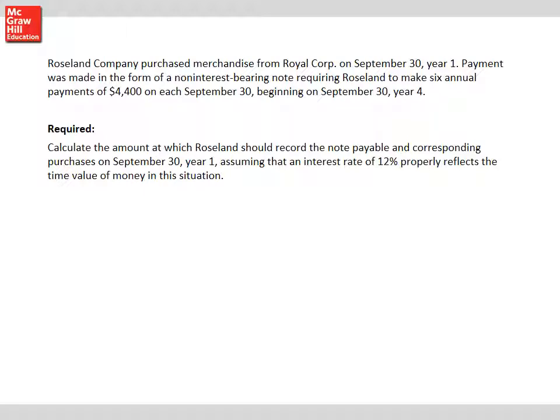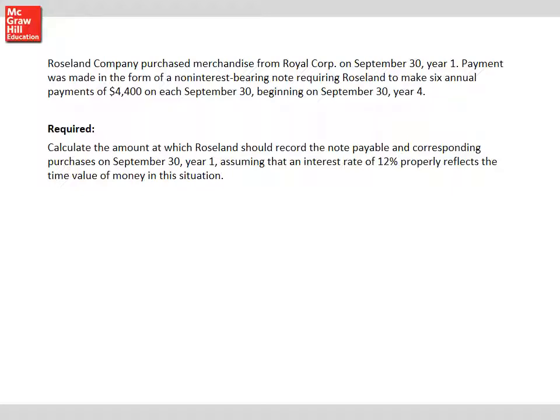So, again, Roseland purchases merchandise September 30th of year 1. Payment was made in the form of a non-interest-bearing note requiring them to make 6 annual payments of $4,400 on each September 30th, but they don't start paying it until year 4, so there's more lag time. Calculate the amount at which Roseland should record the note payable and the inventory amount on September 30th.